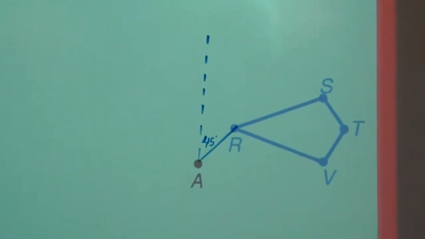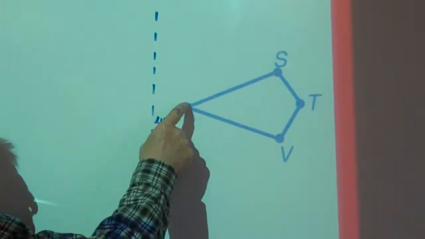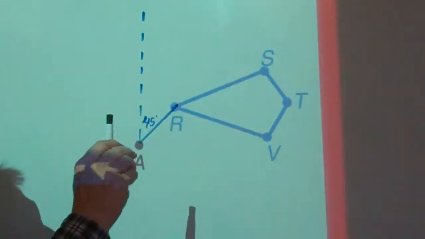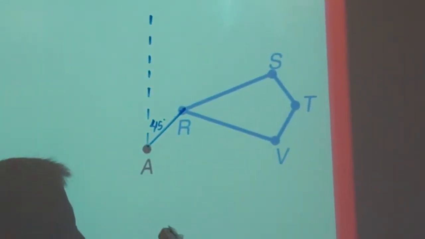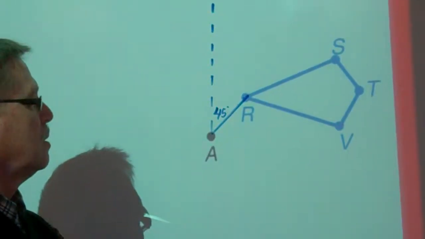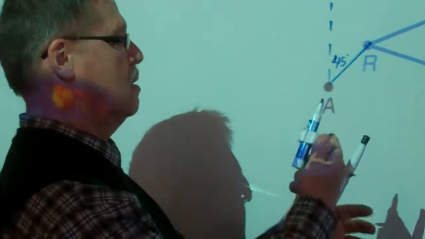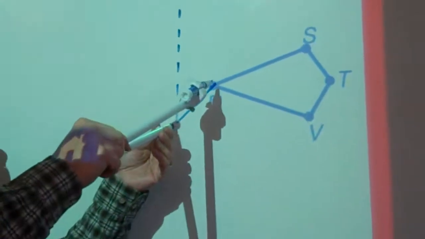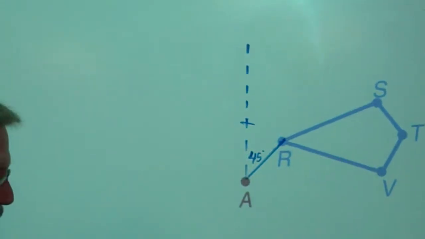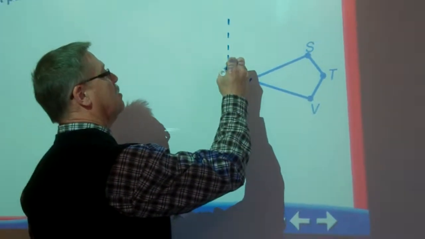So the new R has to be just this far out on that line. Did they give you the point A? Yes, they do. So we'll make a little mark like that. The new R, I should say, R prime, will go right there.